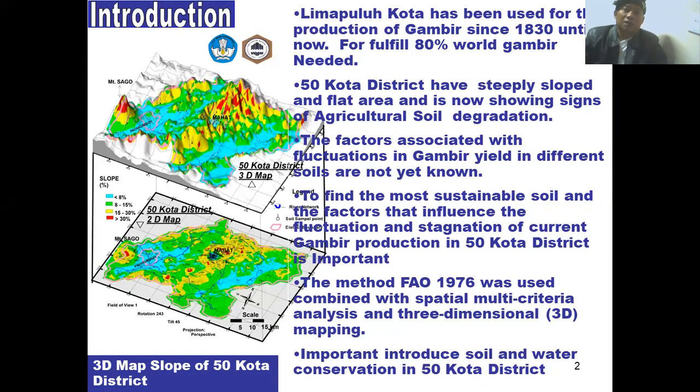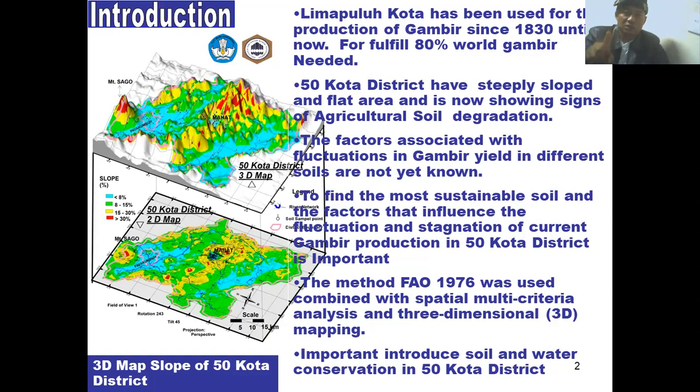The background of our study is that 50 Kota has been used for the production of Gambir since 1830 until now. 80% of the area is Gambir. 50 Kota district has steep slopes and flat areas, and there is a sign of agricultural soil degradation. The factors associated with the fluctuation in Gambir production in the soil are not yet known. To find the most suitable soil and the factors that influence the fluctuation and stagnation of current Gambir production in the 50 Kota district is important.